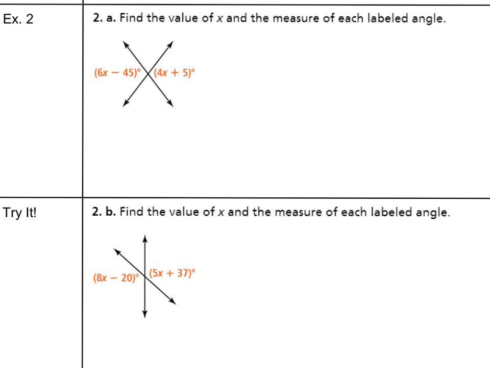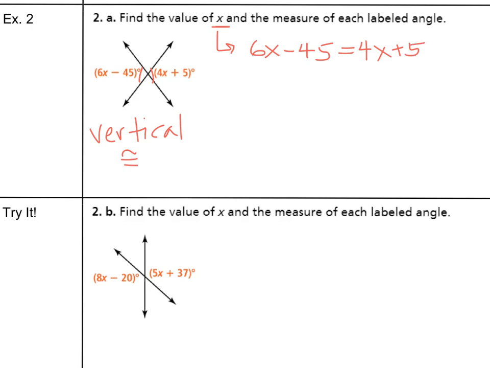Taking a look at the picture, I noticed that we have angles formed by intersecting lines. The angle on the left and the angle on the right are vertical angles. So let's write that word vertical at the bottom. And because vertical angles are congruent to each other, to solve for x, the first thing we're going to do is set the values equal to each other. So to get x by itself, we're going to set 6x minus 45 equal to 4x plus 5.